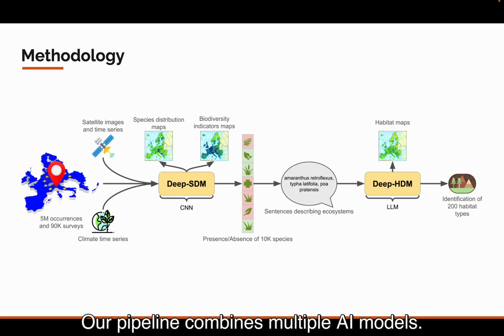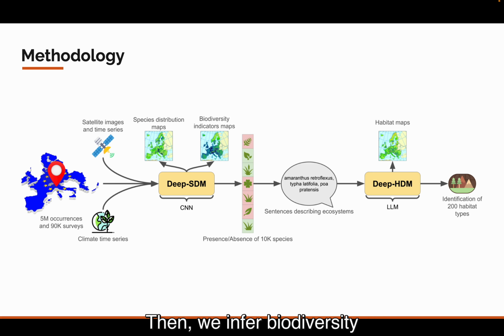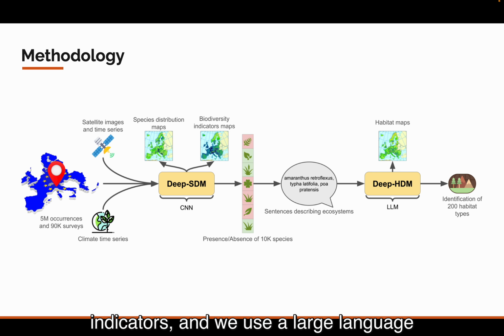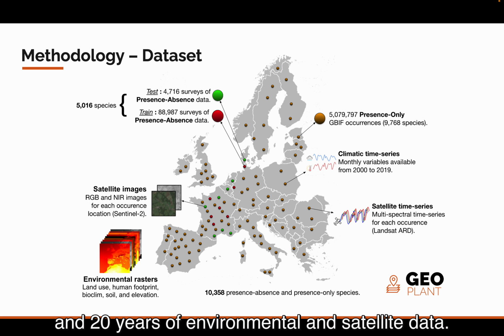Our pipeline combines multiple AI models. First, we map species distributions using a multimodal convolutional neural network. Then, we infer biodiversity indicators, and we use a large language model to identify habitat types from the assemblages. We use the GeoPlant dataset: 5 million citizen observations, 90,000 vegetation plots, and 20 years of environmental and satellite data.